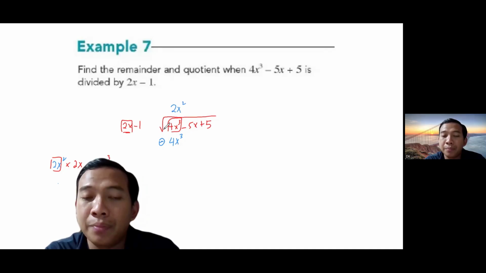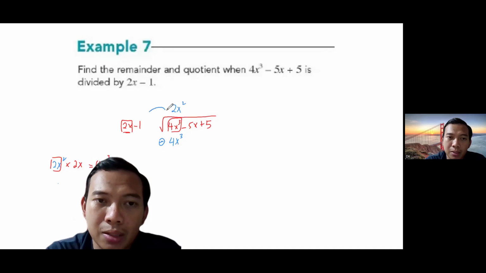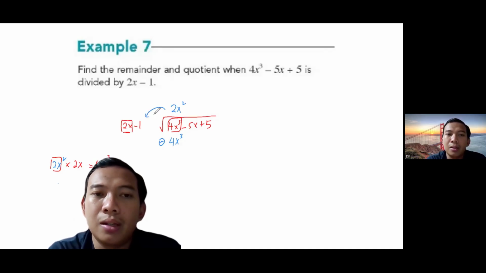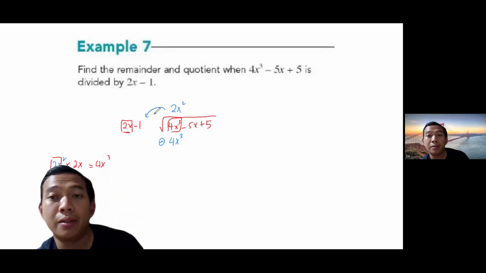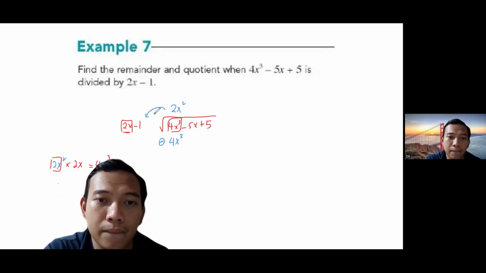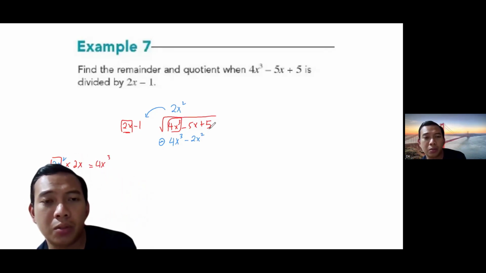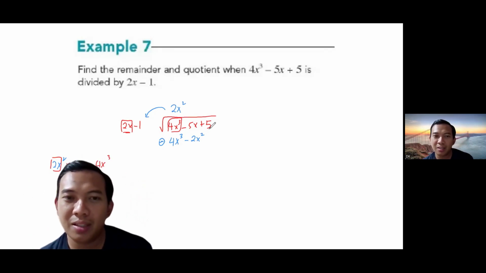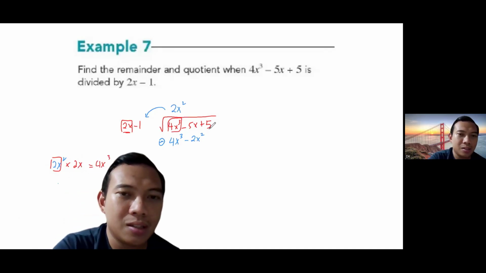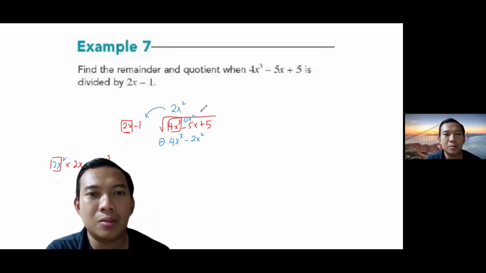You eliminate that. But it's not yet done, because you still have to minus with the second one. The second term in the linear expression is minus 1. So 2x squared times minus 1, you get a minus 2x squared. Now, slightly different, because in this case, the one on top doesn't have any x squared. So it's as good as 0x squared.